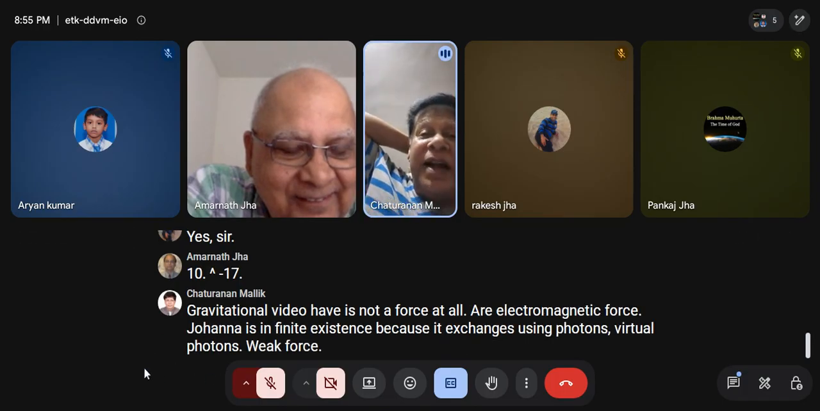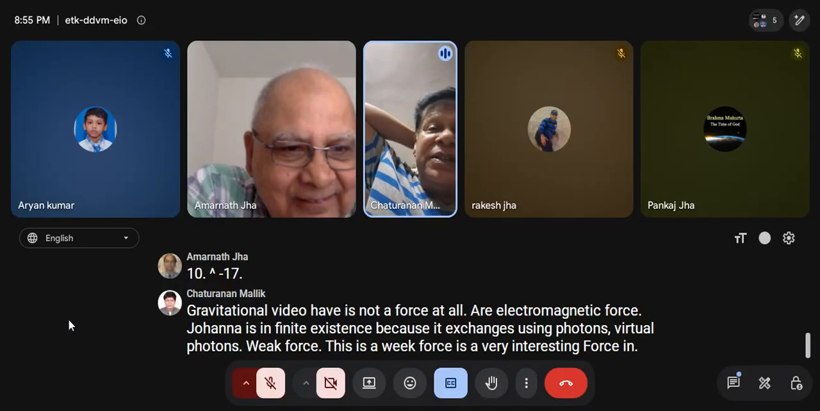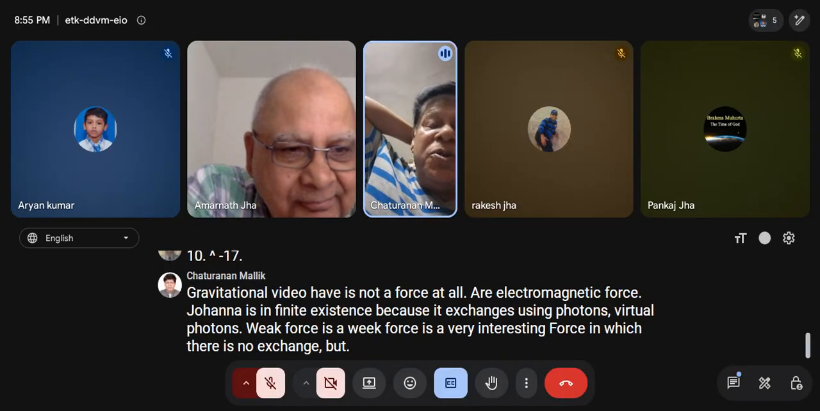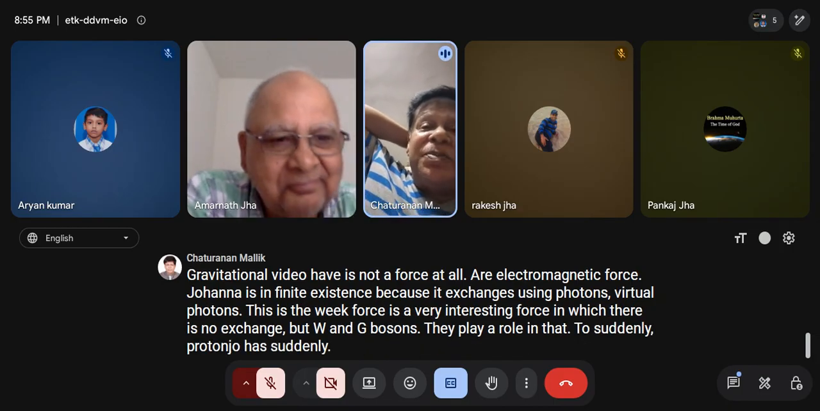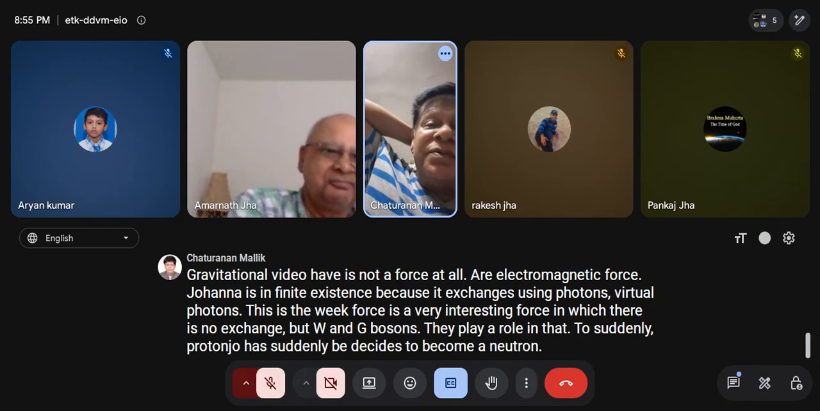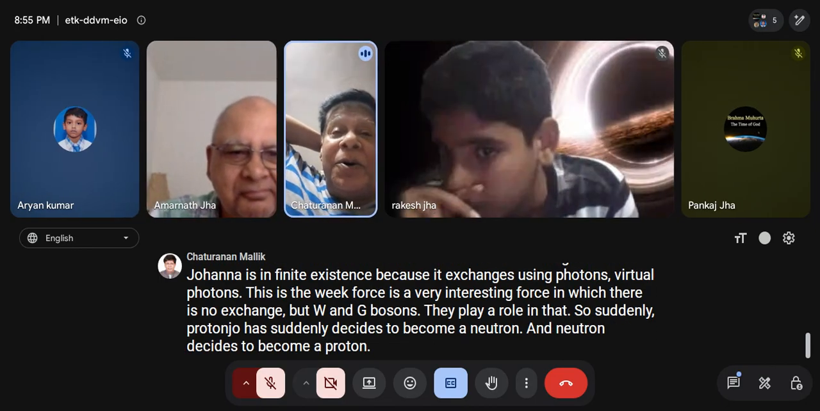Weak force में क्या होता है कि this is a very interesting force in which there is no exchange, but W and Z bosons play a role in that. So suddenly a proton decides to become a neutron, and a neutron decides to become a proton. ये आपके बॉडी में भी हो रहा है by the way.